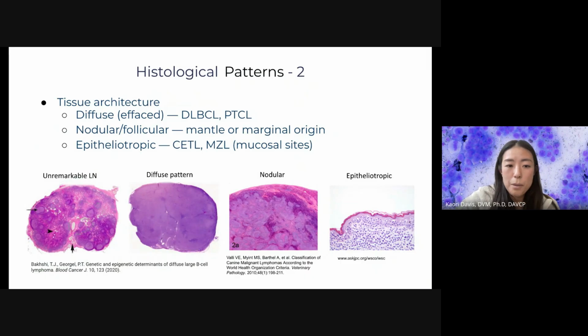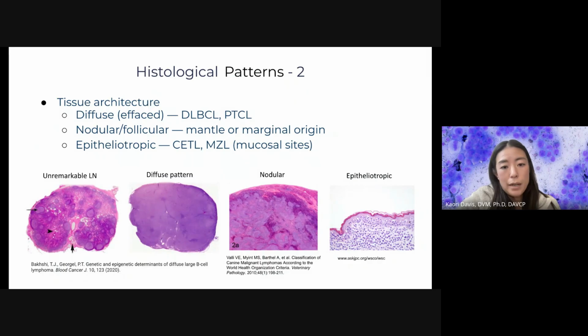And the second one from the left, this is a lymphoma that is showing the diffuse pattern. If you compare this figure to the normal lymph node, you can see that the normal architecture of the lymph node is completely effaced, and then the neoplastic cells diffusely just took over the entire lymph node.